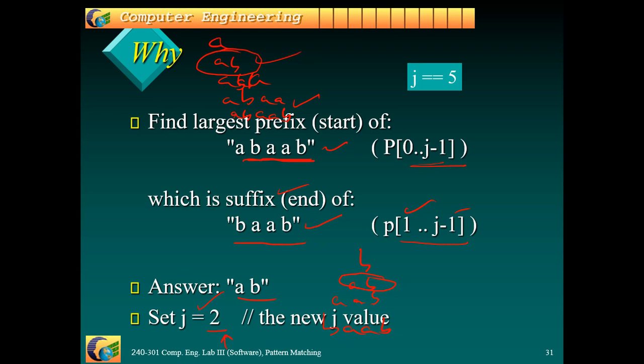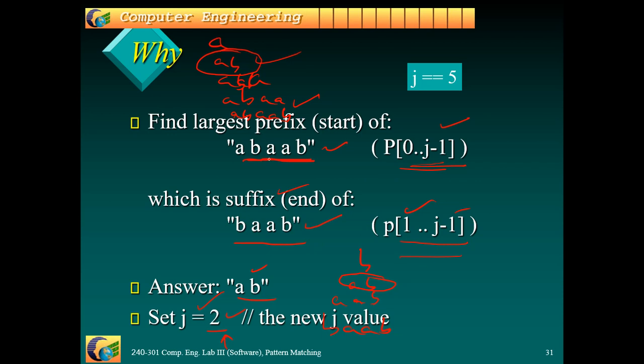Understand? In general, in brute force, what happens? Your j value always starts with 0 for every iteration. But here we are not starting our j with 0. j is positioning the pattern. So instead, we are taking a value that comes from the largest prefix of p of 0 to j minus 1, which is equivalent to the largest suffix of p of 1 to j minus 1.